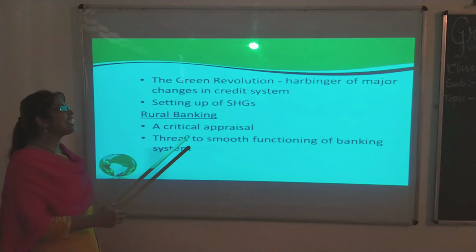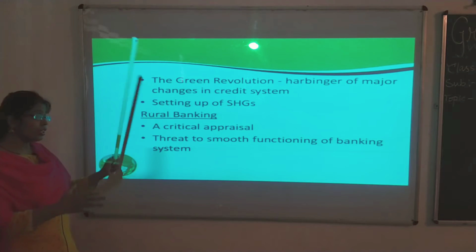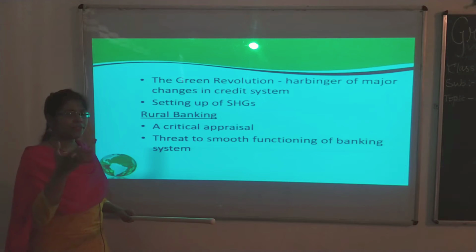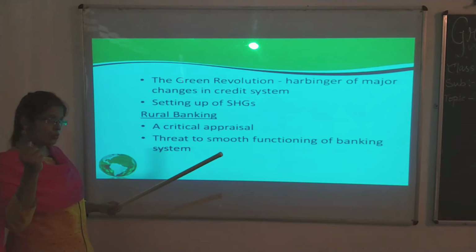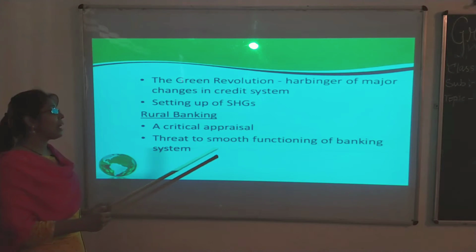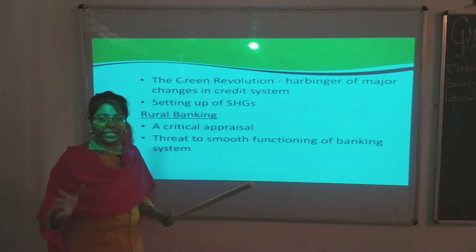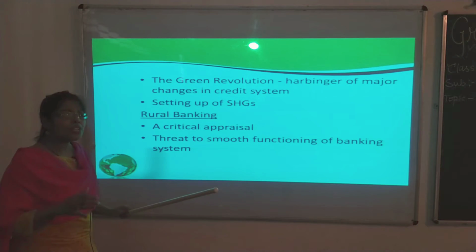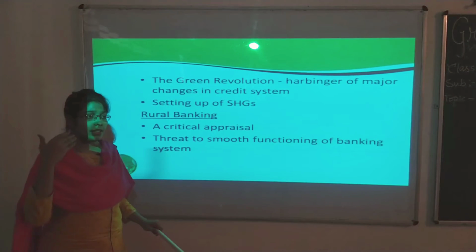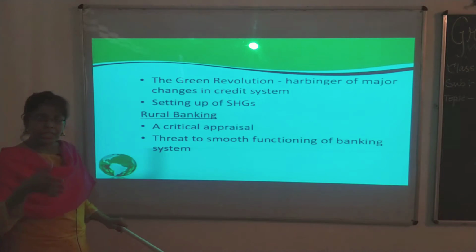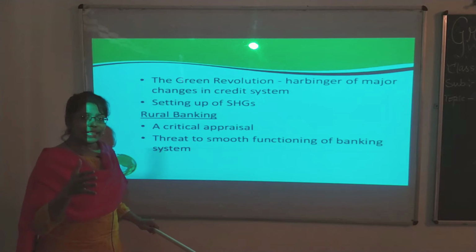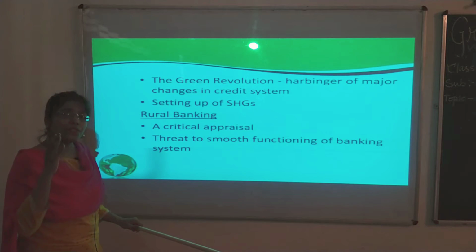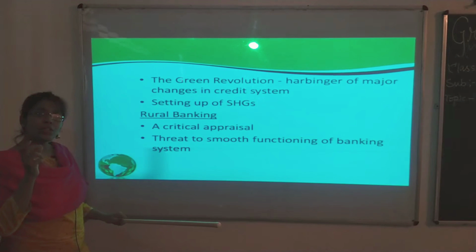Now rural banking, a critical appraisal. Now this was all I told about rural banking. So you know that everything has some pros and cons. We will be discussing those pros and cons as well. It was a threat to smooth functioning of banking system. Undoubtedly, this rural banking assists a lot and somewhere eliminated the money lenders, the zamindars, the sahukars, the traders, etc. But we cannot ignore that it suffered also. The rural banking suffered also a lot.